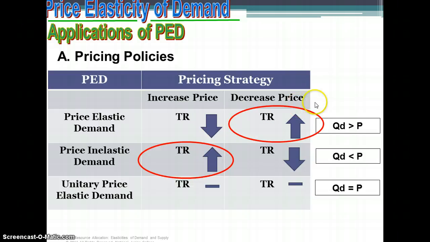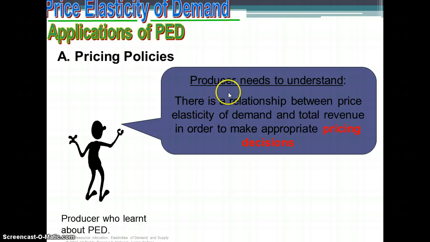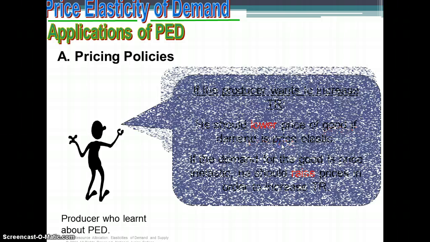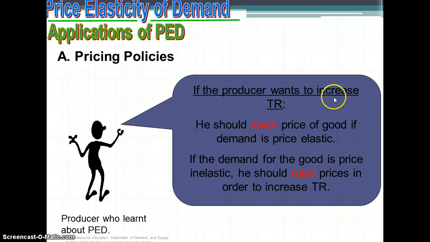So what does it depend on? It depends on whether the demand of a product is price elastic or price inelastic. So the producer needs to understand the relationship between PED and total revenue to make an appropriate pricing decision. So how? If the producer wants to increase the total revenue, given a more elastic demand curve, the producer should lower the price. However, if the demand for a good is more price inelastic, he should increase the price to increase the total revenue.